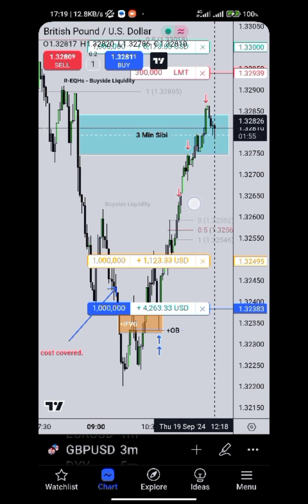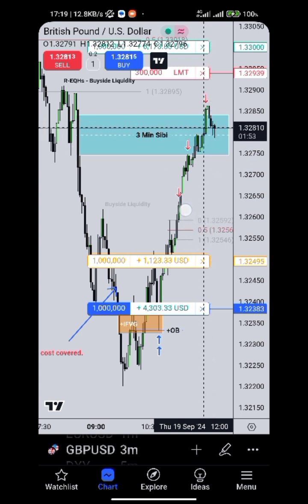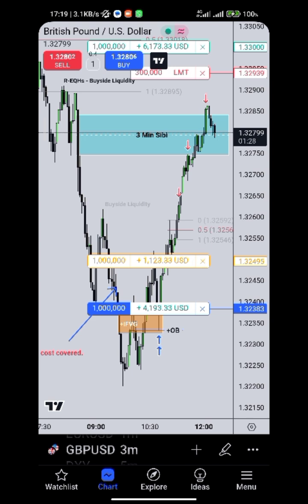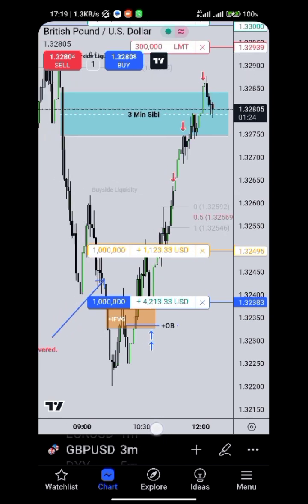Look at this. Notice the bodies. Look at this inefficiency high and the low, which is this kind of high at 1.32812. The closing price here, 1.32832. Closing price here, 1.32817. Everything is higher than 1.32812. So I want to watch that and see price show willingness to rally higher.